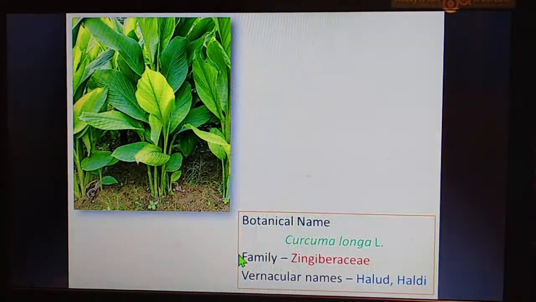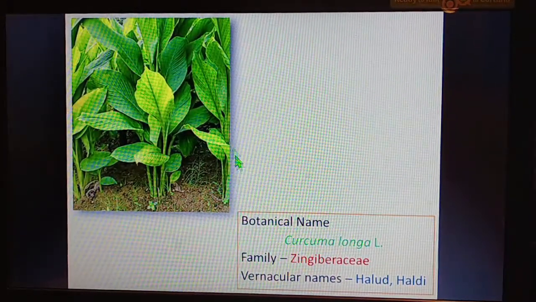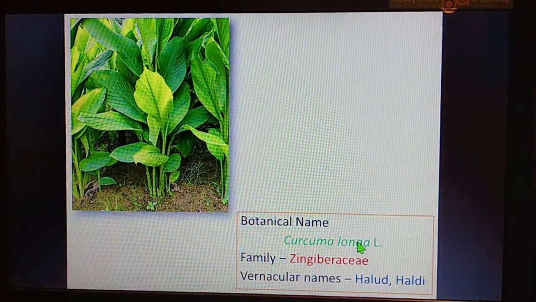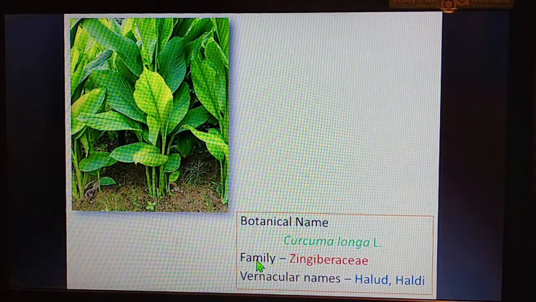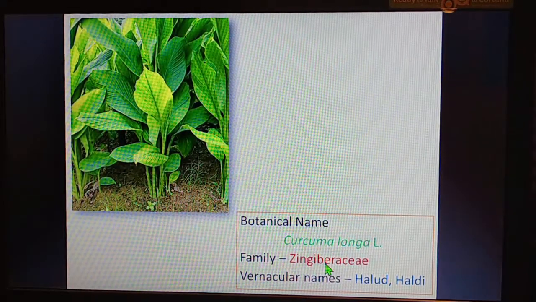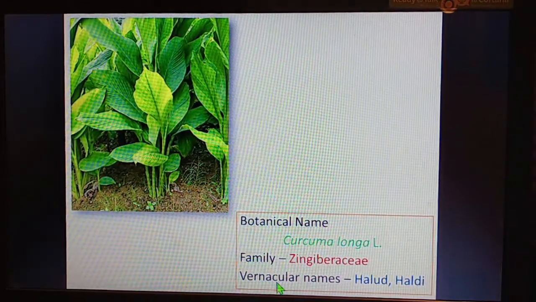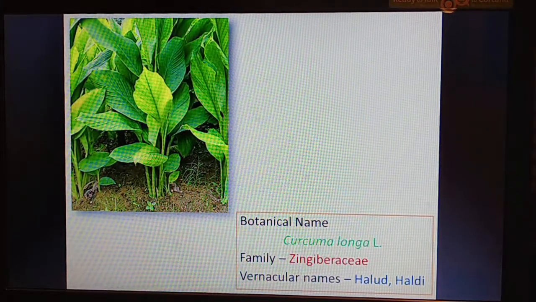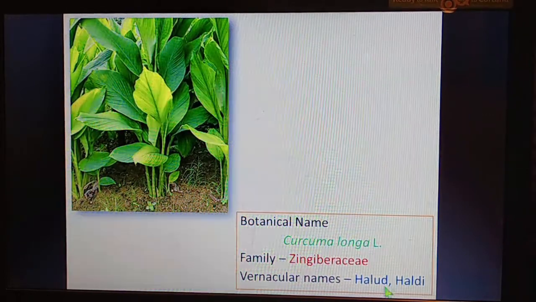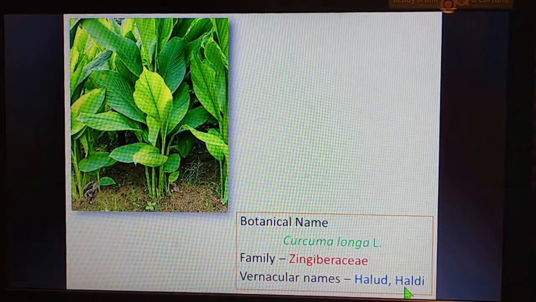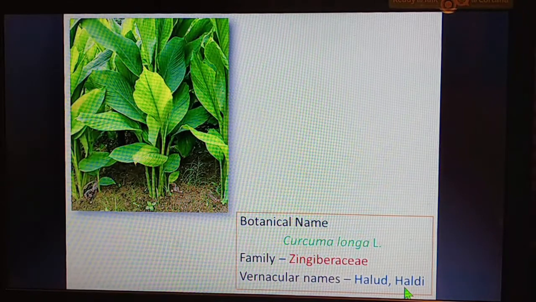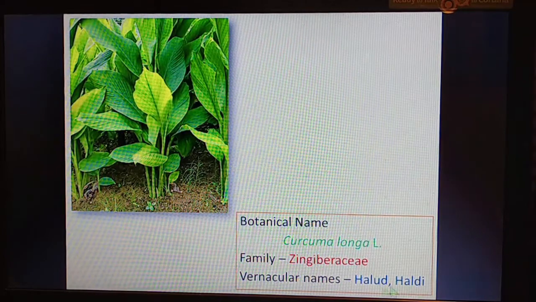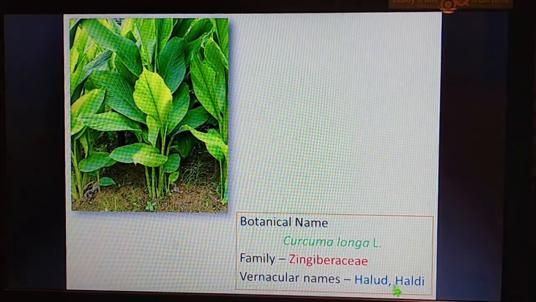The botanical name of turmeric is Curcuma longa. This is the scientific name of turmeric, and this plant belongs to the family Zingiberaceae. In India it is known by vernacular names such as halud and haldi. Of course there are many other names by which Curcuma longa is known in India, but these are two of the names, halud and haldi.